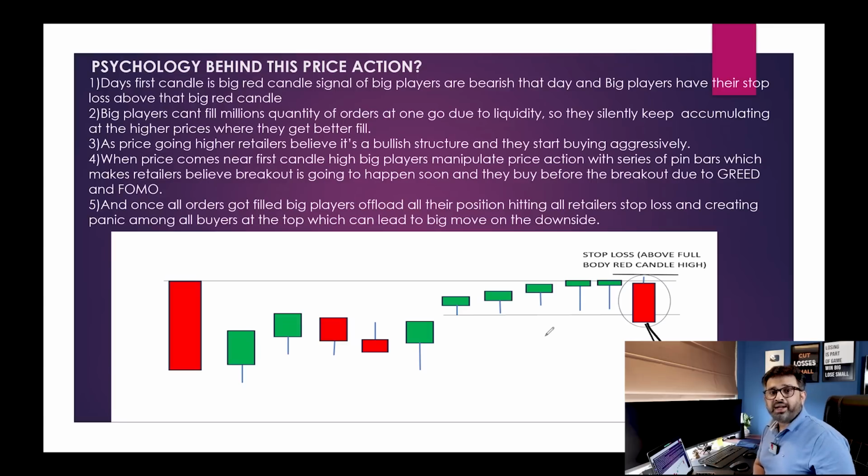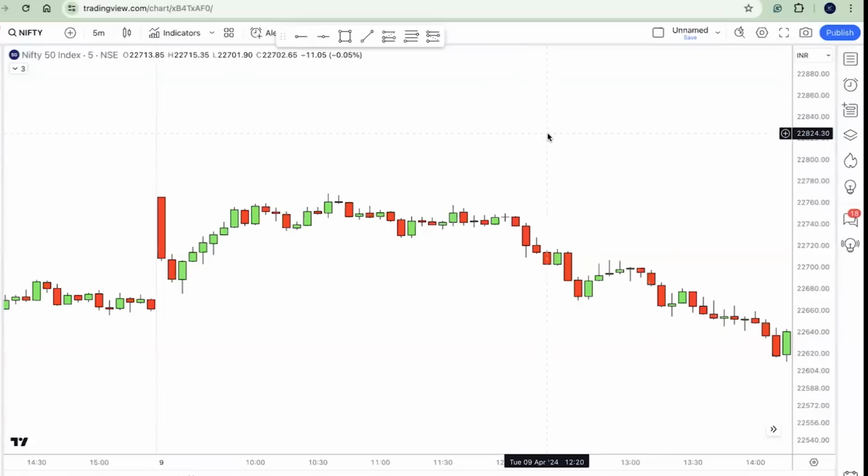And now we'll see some real life charts. That means we'll go back and see some historical charts where this similar setup happened, and let us see how this price action worked, how big players trap retail traders to make profit. Okay, now let us see a couple of chart examples to understand this strategy better.